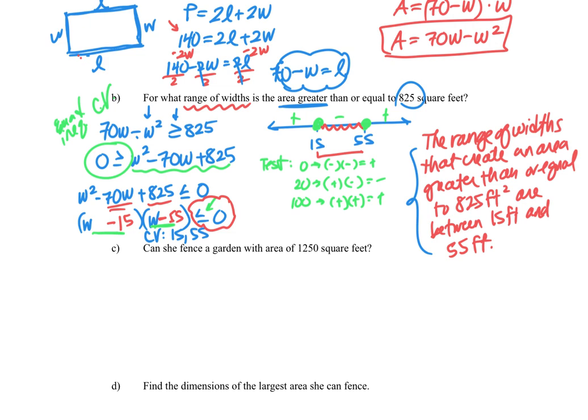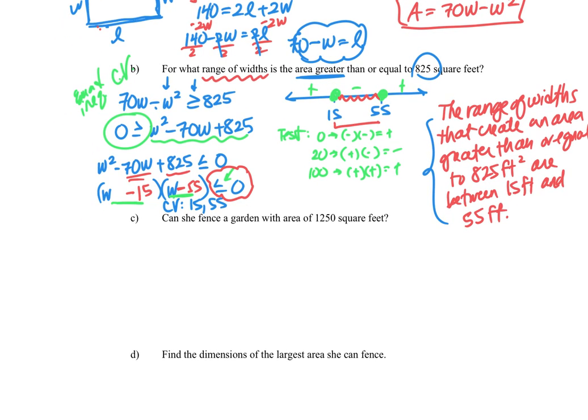Okay, now what if you found some more stuff you wanted to plant and it says, could you fence a garden with 1,250 square feet? Okay, so again, I'm using that area formula and I'm saying 70W minus W squared. Can I make that area equal to 1,250? Well, to do that, I would have to, again, set this equal to 0. So I'm going to make that W squared minus 70W plus 1,250.